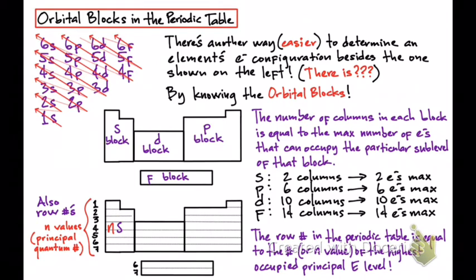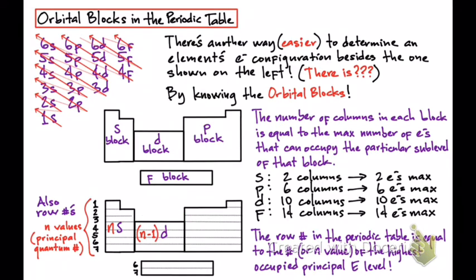Now, once you get into the d block, you subtract 1 from the row number. If you have scandium right over here, atomic number 21, the highest energy level that it occupies is 3d. Scandium is on the fourth row, so n equals 4, you subtract 1, it becomes 3. So scandium has the 3d as its highest energy level that's occupied.